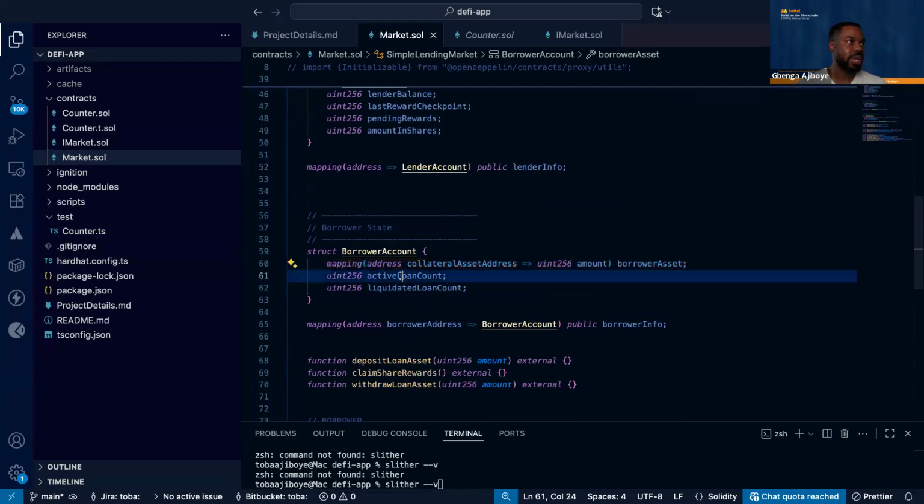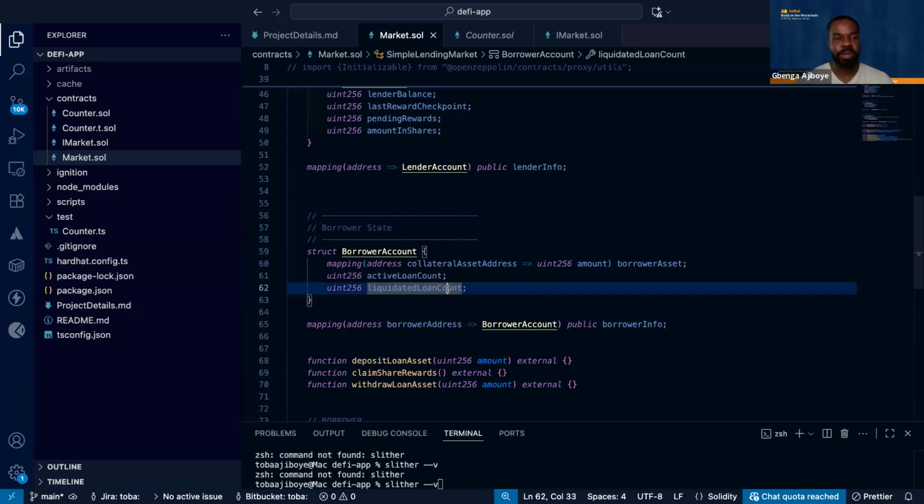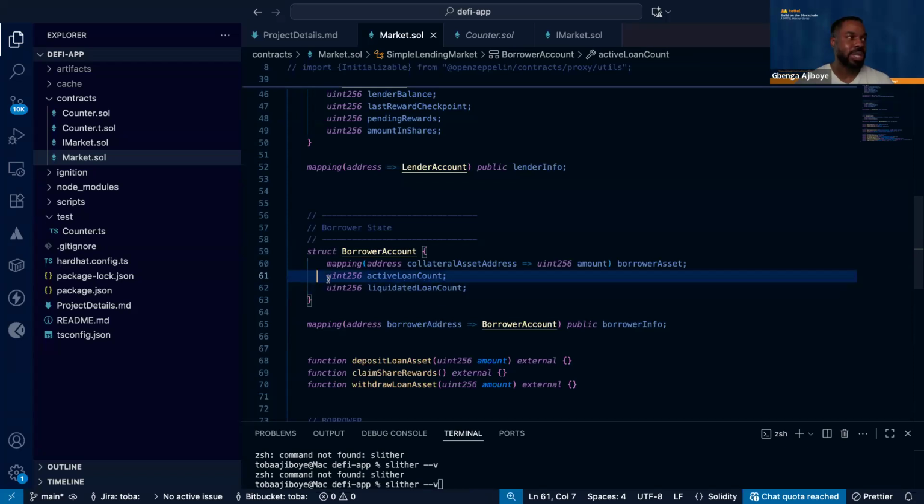So yeah, that's that. Active loan count. I was on the fence about this, whether to add this or not. But I thought, maybe I leave it there and see what I can use it for. Liquidated loan count. Oh yeah, I remember the reason why I added it. As this platform gains more traction, some people are going to have a high active loan count with a low liquidated loan count. Some people are going to have a high liquidated loan count, maybe possibly even higher than this. So this allows you to actually estimate creditworthiness.